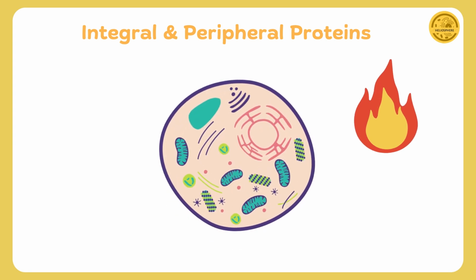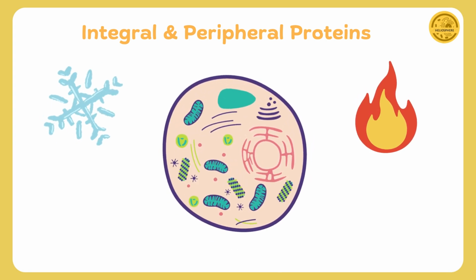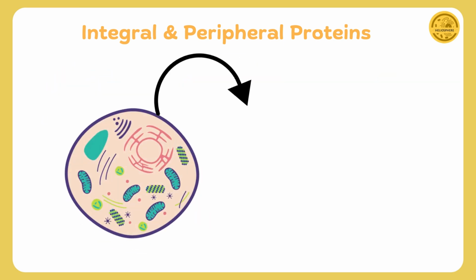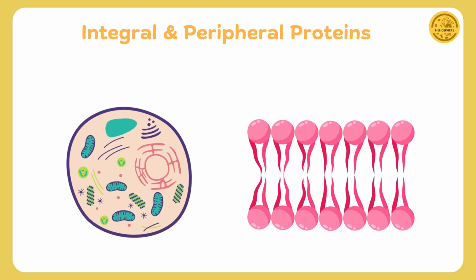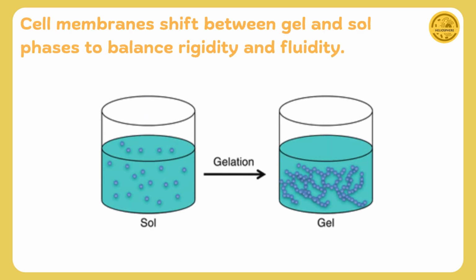Ever wondered how cells survive extreme temperatures? Their secret lies in their membranes. Let's explore how membrane lipids adapt to different conditions. Cell membranes can exist in two physical states, gel and sol phases.